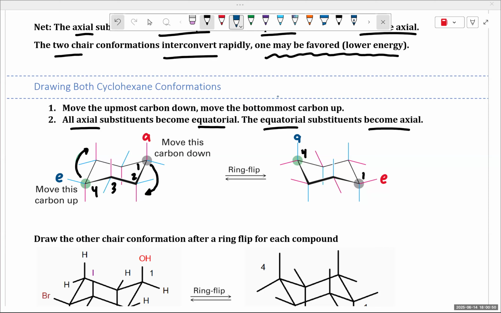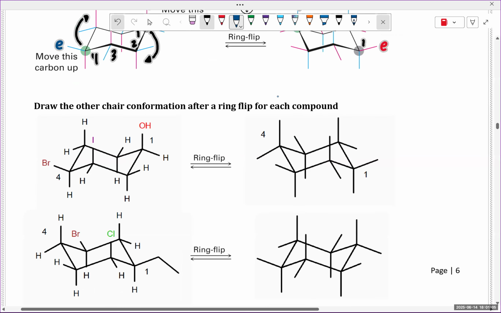So let's continue on now, and let's talk a little bit about drawing different chair conformations, and let's practice and apply what we've seen. So here we're asked to draw the other chair conformation after a ring flip for each compound. I'll do the first example, you'll do the second.